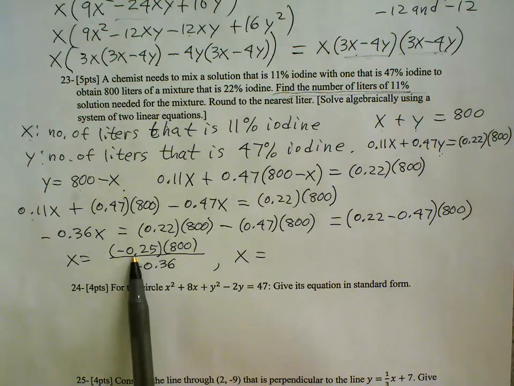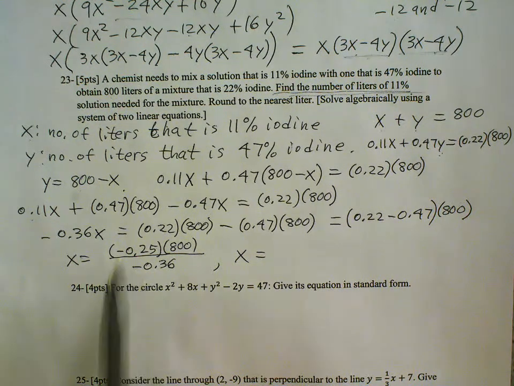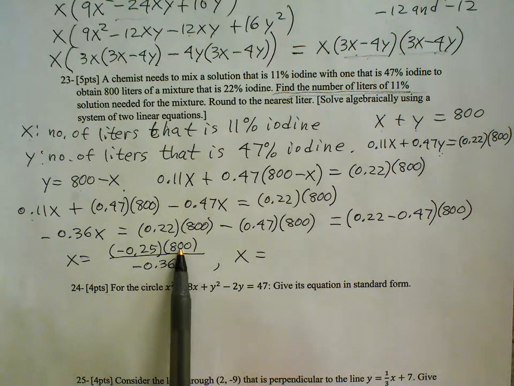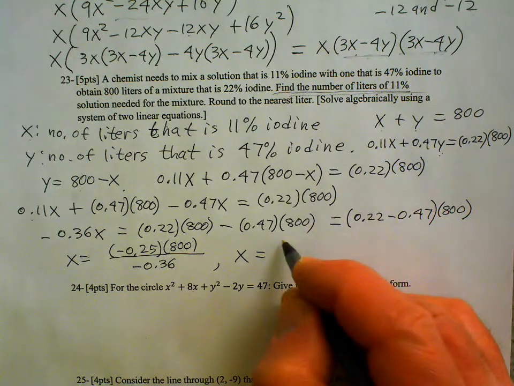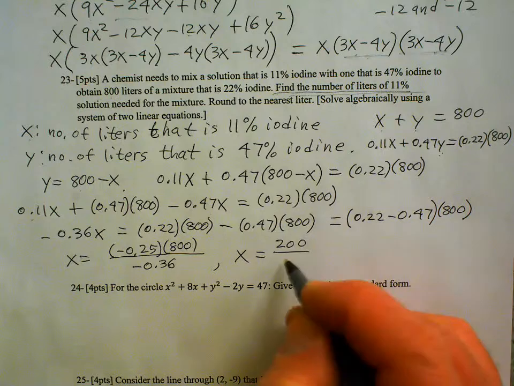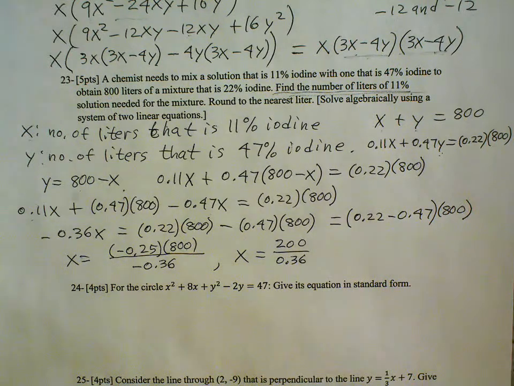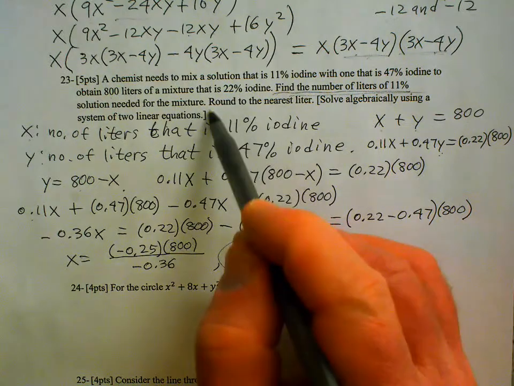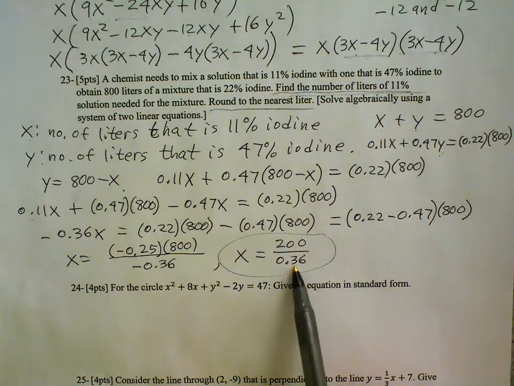And notice that after switching those to positives, we're just multiplying 1/4 of 800. 0.25 times 800 is the same as 1/4 times 800, which is 200. And then divide by 0.36. So you can use a calculator at any stage. Since I don't have a calculator, this is as far as I am going to take it. But then after you key that into a calculator, round it to the nearest liter or the nearest whole number.